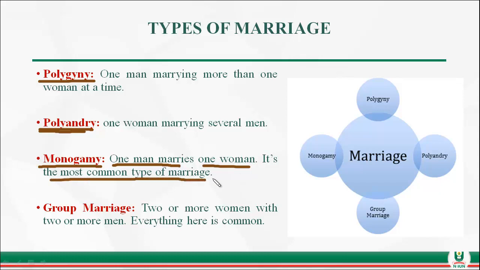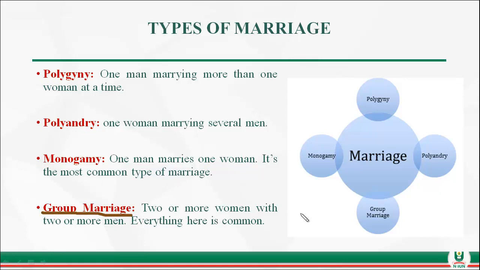So the last one, which is not really common at all, is group marriage. Group marriage is where you have 2 or more women with 2 or more men, or 2 or more men with 2 or more women. Everything here is common. That is, the children belong to everybody, the resources belong to everybody. It is called group marriage. It is not a very common type of marriage to see around. I hope you get the discussions in this lesson.